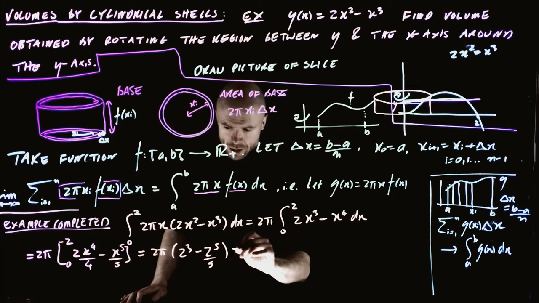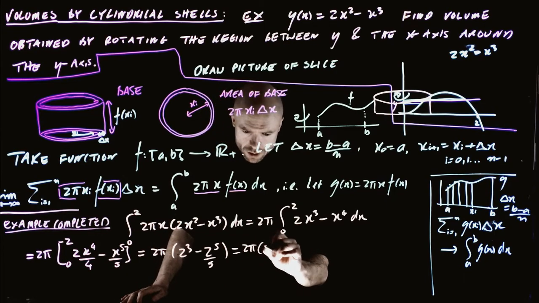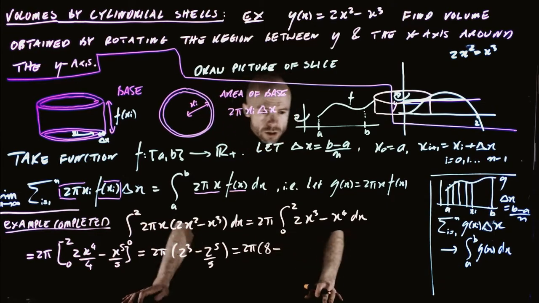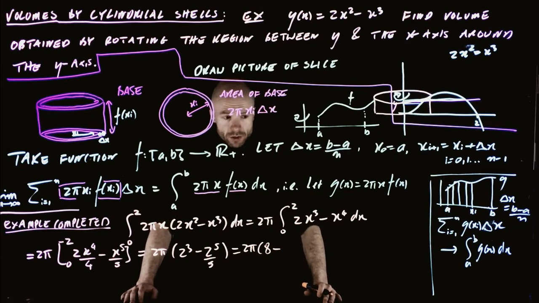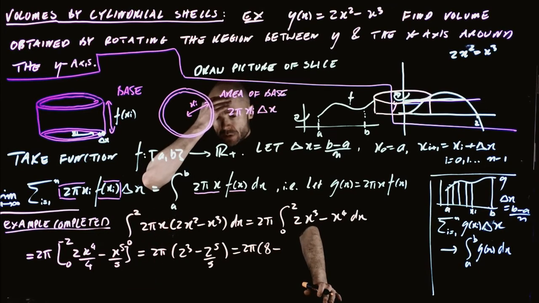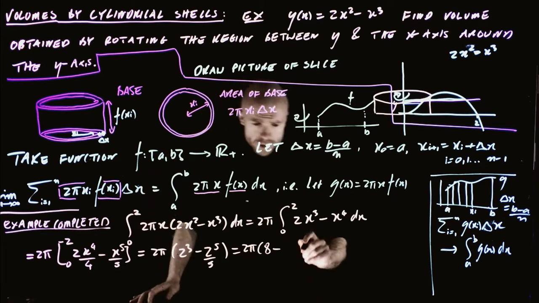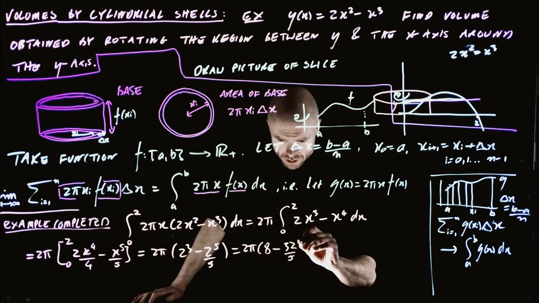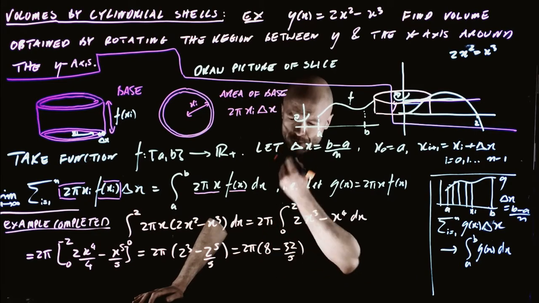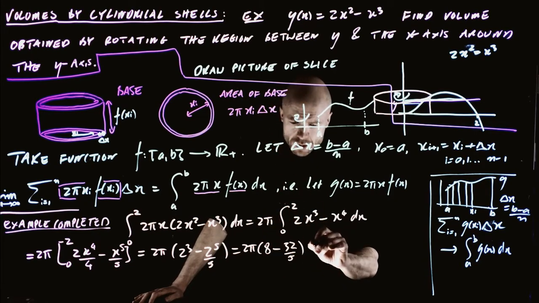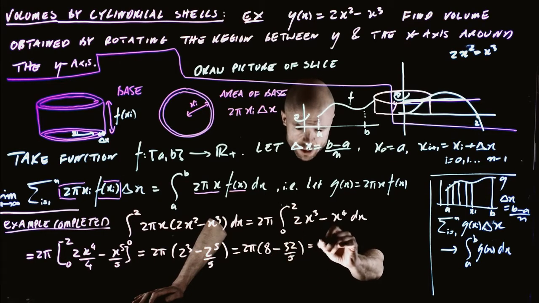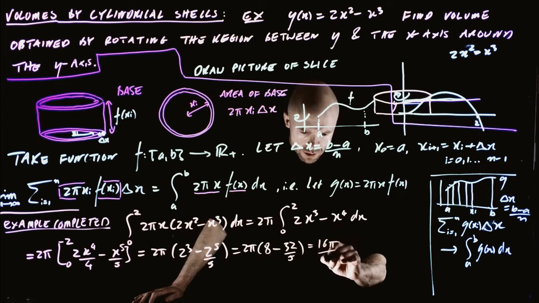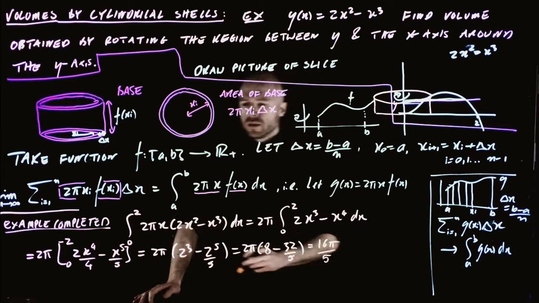2 to the 3 is 8. 2 to the 4 is 16, so 2 to the 5 is 32, so it's 32 over 5. So multiply this top and bottom by 5, it's going to be 40 over 5, so it's going to be like 8 over 5, here it's going to be 16 pi over 5. And that's it, that's the answer.